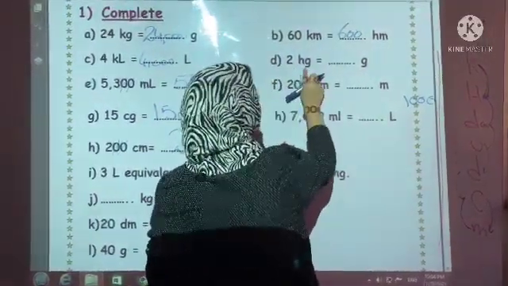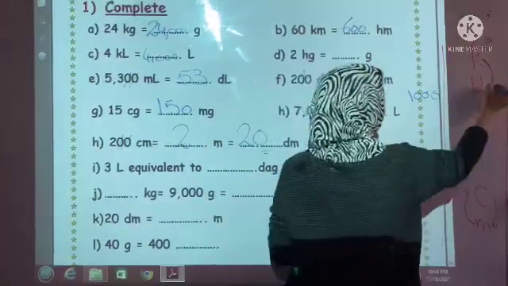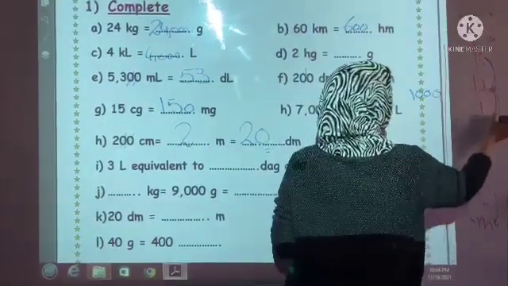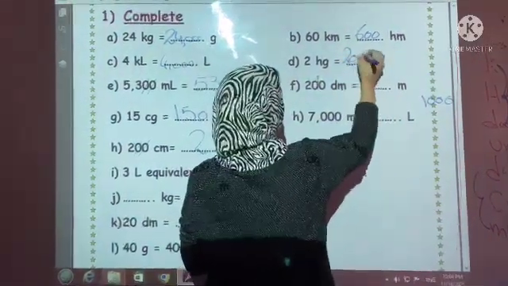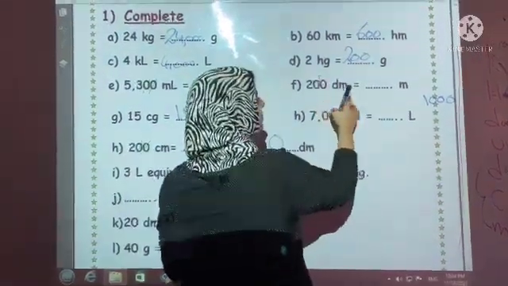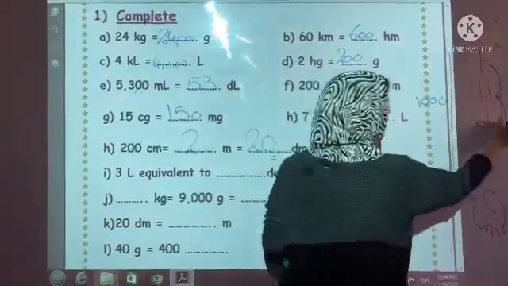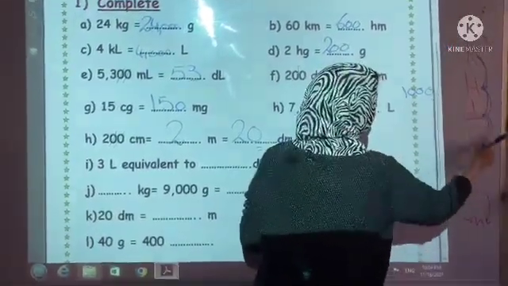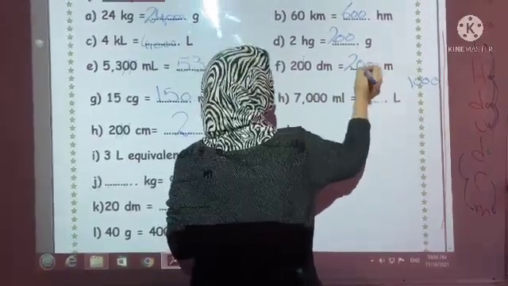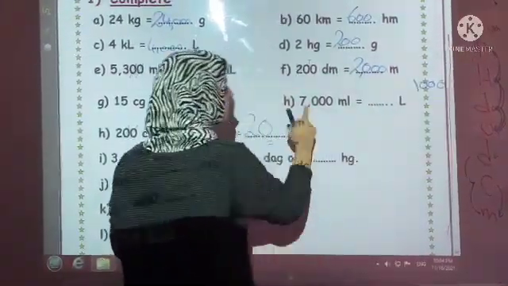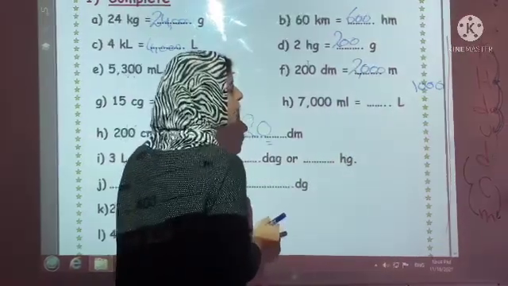And here, 2 hectograms equal how many grams? From hecto to gram, I move 2, so that means I make it times 100, it will be 200. And 200 decimeters equal how many meters? From deci to the unit meter, I make it 10 times 1, so it will be 2000. And here, 7000 milliliters equal how many liters?